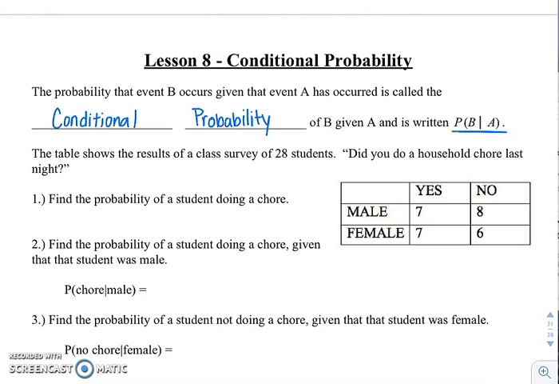So the table shows the results of a class survey of 28 students, and it asks, did you do a household chore last night? So for number one, find the probability of a student doing a chore. So that is not a conditional event. It just says, okay, how many kids did a chore? So if they ask 28 students, the ones that did a chore are the ones that are yes. So that would be 14 out of 28, or 1/2. Or 50%. Again, whatever you guys write it as.